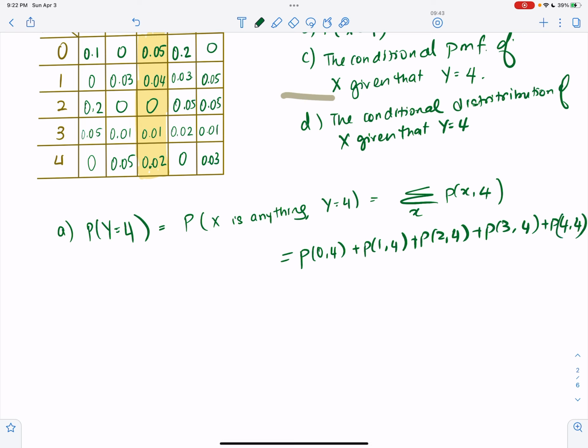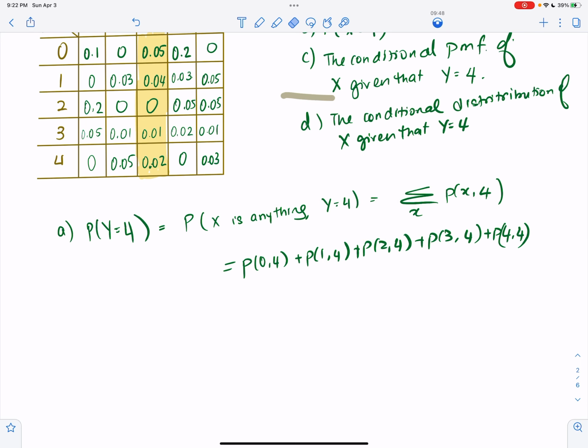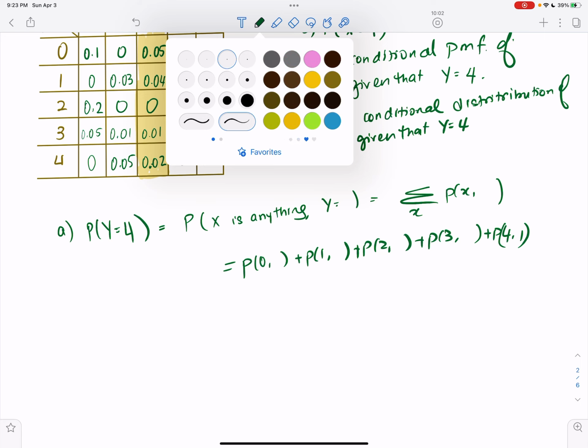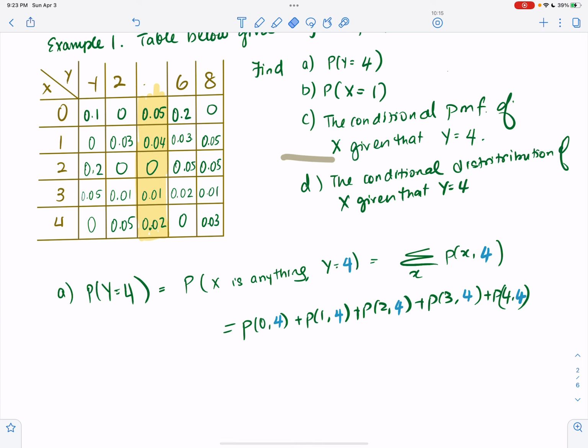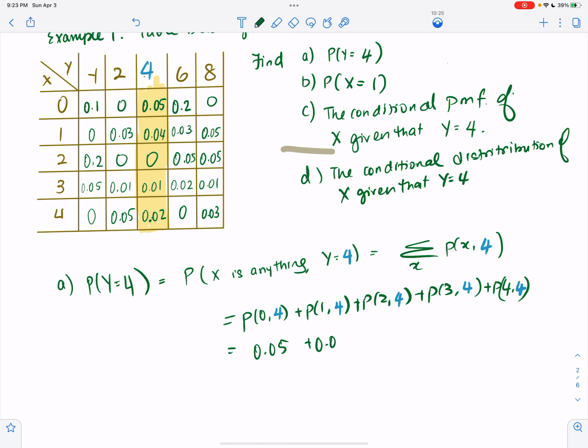And just so that you don't get confused, let me color this a different color. Let's put a 4 here in blue, and that's this 4 right here. So add up all these and what do you have? 0.05 plus 0.04 plus 0 plus 0.01 plus 0.02. You'll have 0.12. That's the probability y equals 4. So when you add up values in a certain column, you get the probability y equals the y value that the column stands for.